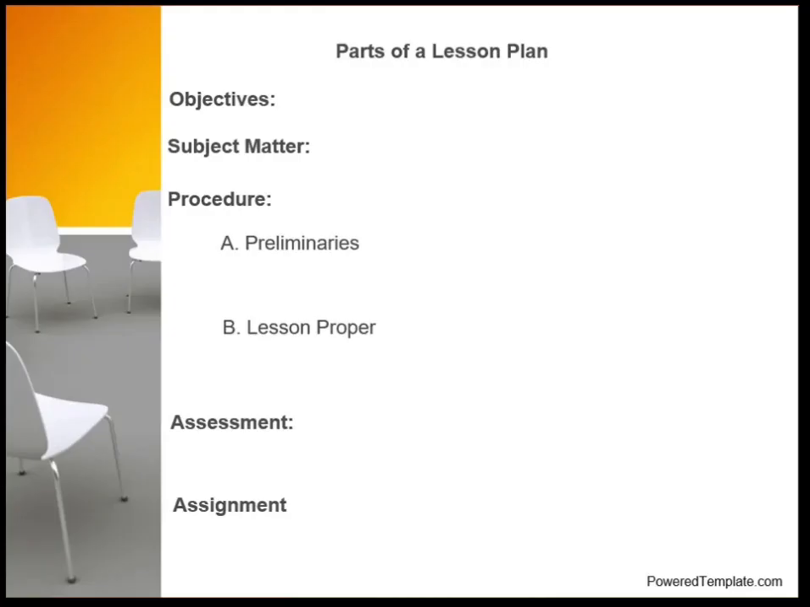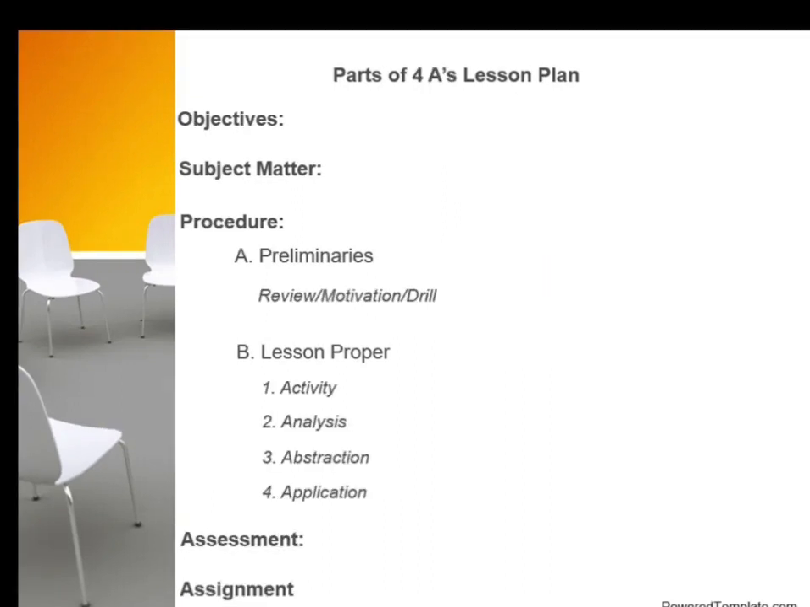We may have different orientations in writing a lesson plan. However, in general, a lesson plan has 5 parts. Most of us write the objectives first. Next is the subject matter. We may have different instructional models adopted. In the procedure, it could be the 5 E's or the 4 A's. Obviously, we will end our class with a quiz and assignment. In this presentation, we will adopt the 4 A's: activity, analysis, abstraction, and application.